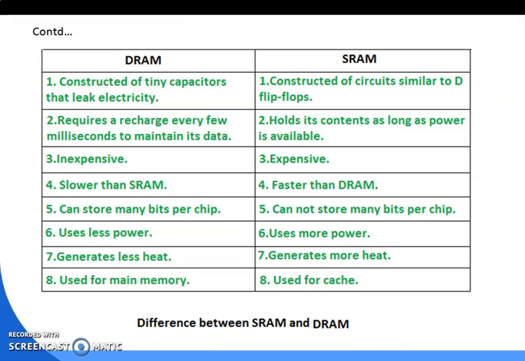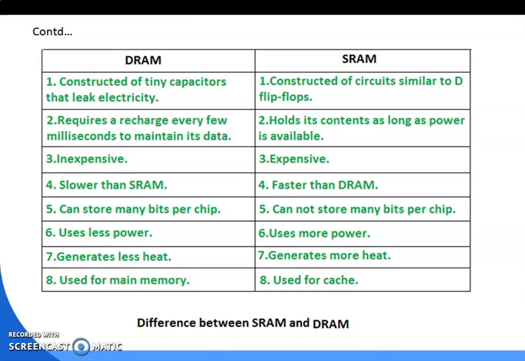Second point, DRAM requires a recharge every few milliseconds to maintain its data because there is auto refresh, but in case of SRAM, it holds its contents as long as power is available. DRAM is inexpensive, but SRAM is very expensive. DRAM is slower than SRAM, but SRAM is faster than DRAM. DRAM can store many bits per chip, but SRAM cannot store many bits per chip.